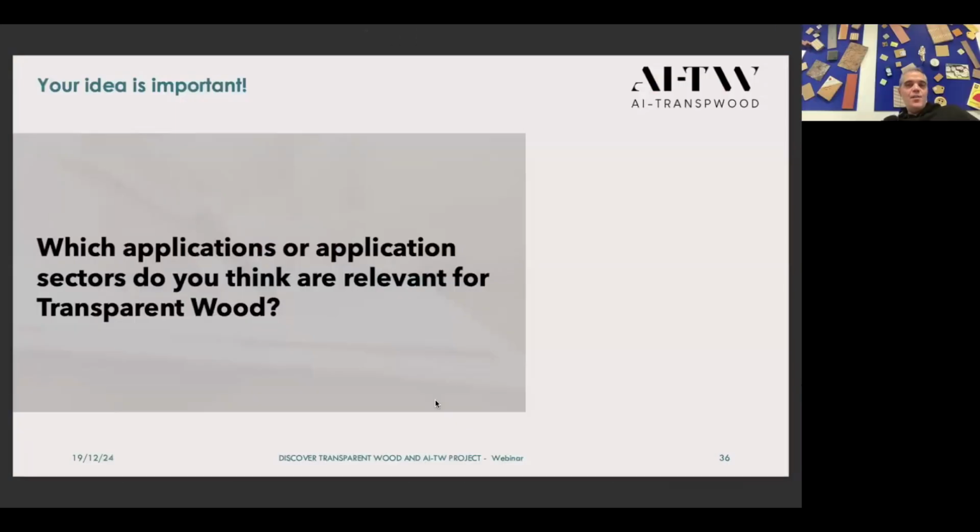So, second moment of interaction. So the question which raises is which applications or application sectors you think are the most relevant for the transparent wood, according to what you listen.